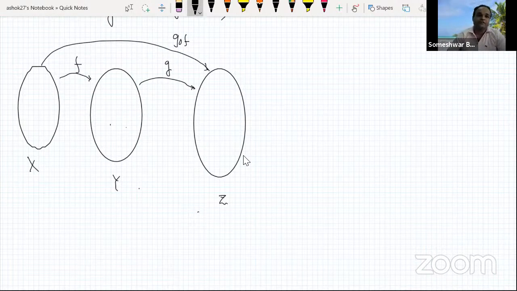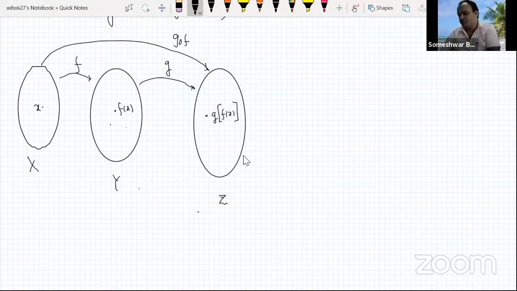And how is it defined? Suppose small x is one element of capital X, suppose it is here. Then Fx will be here. What is the image of Fx under G? It will be here somewhere: G of Fx. So what is the composition mapping? The composition mapping G of F maps x to G of Fx. So this is the definition of composition mapping. Geometrically you can observe composition mapping. So this is about composition mapping.